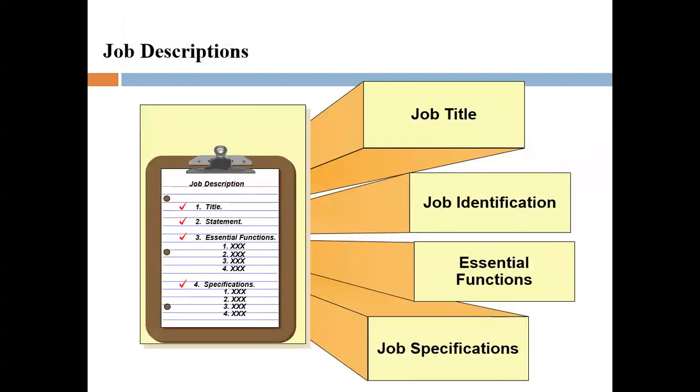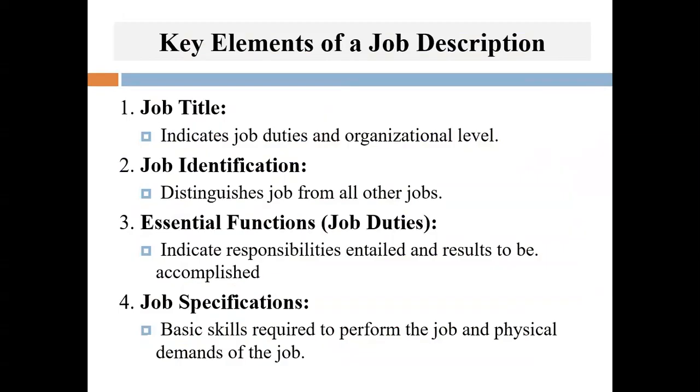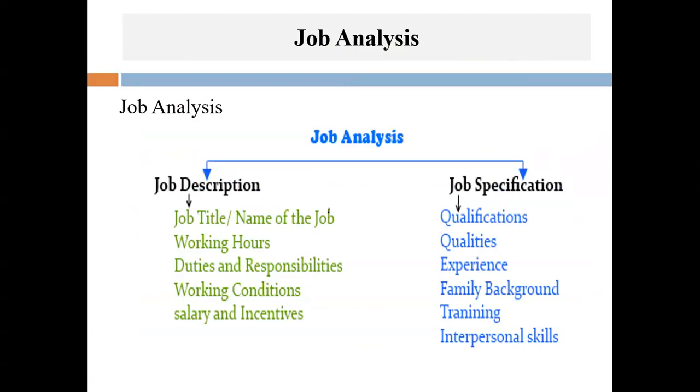The other one is job descriptions, as I mentioned: job title, identification, functions, and qualifications. Then the key elements of a job description: again, job title, identification, essential duties, and job specifications. For your understanding, I have given this in a tabular, pictorial way. So job description covers title, working hours, duties, responsibilities, working conditions, salary, and incentives.